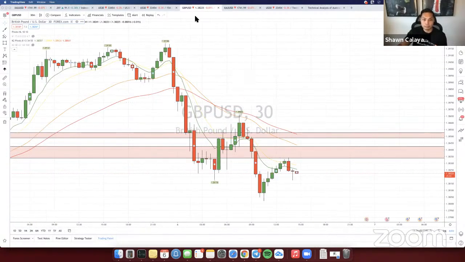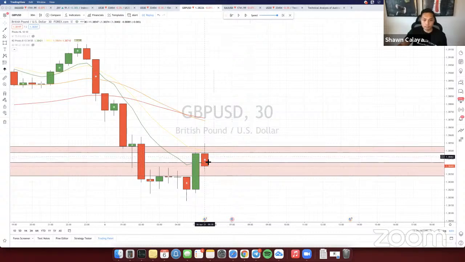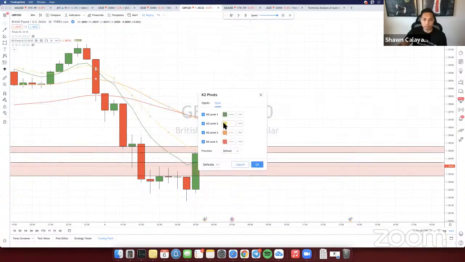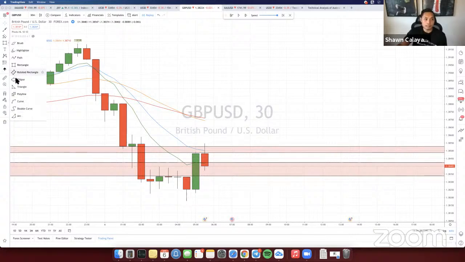It looks like the first entry is going to be, let's see, right over here. Okay, so right here, and I'll change the color of this pivot. I know a lot of people ask me to change the color, they said it's hard to see the yellow, so I'll change it to blue so it's easier for you to see. This red candle right here, you can see that it is rejecting off this wick, right?